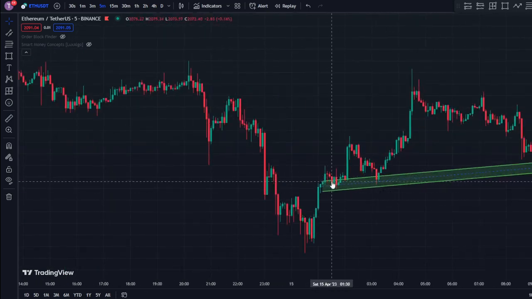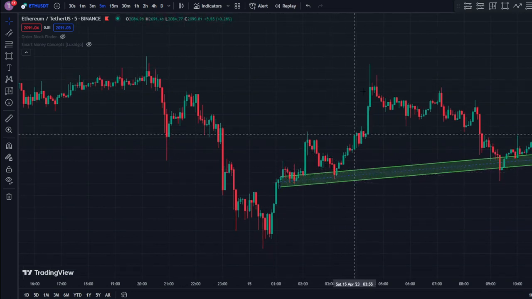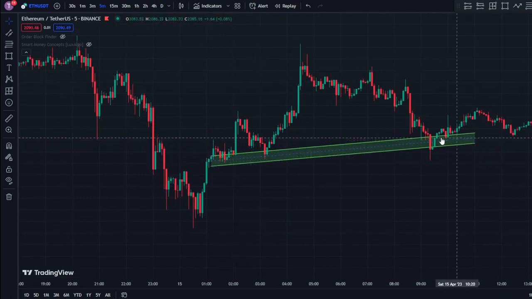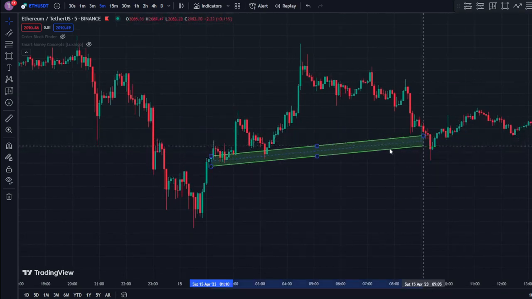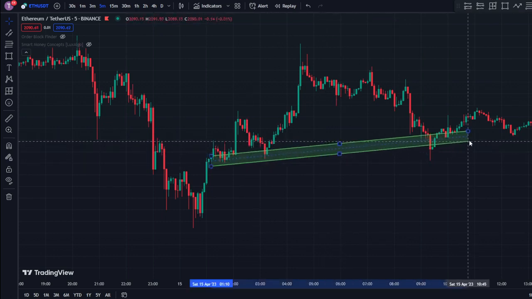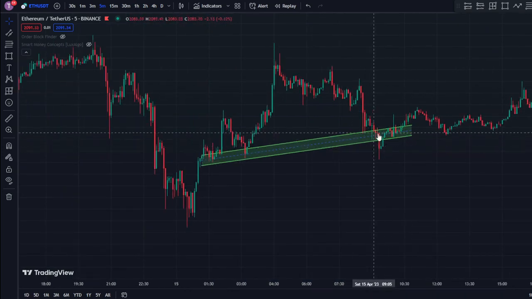So you can see here we have 2 points. So we have 1 point here, pushes up, comes back down to this trend line zone and pushes up again. So you know that this is your first 2 points, and that is how you draw your trend line. So let's say this is your first support zone right here, and then you just want to extend it.